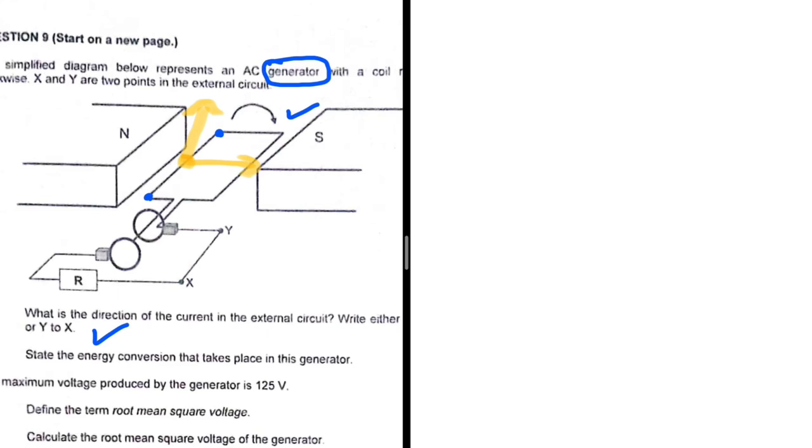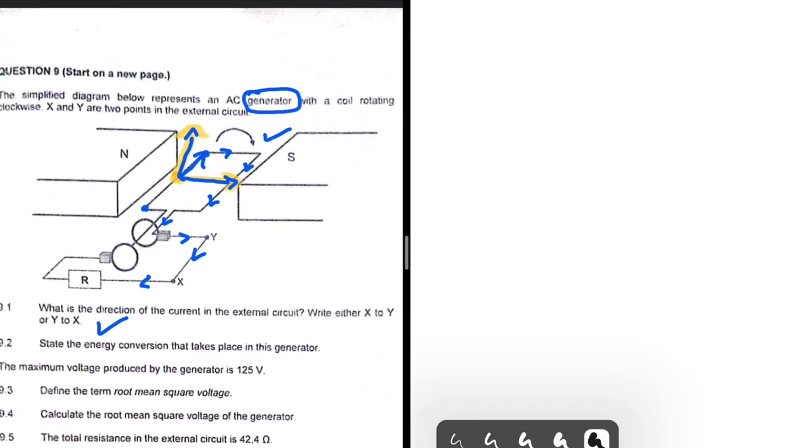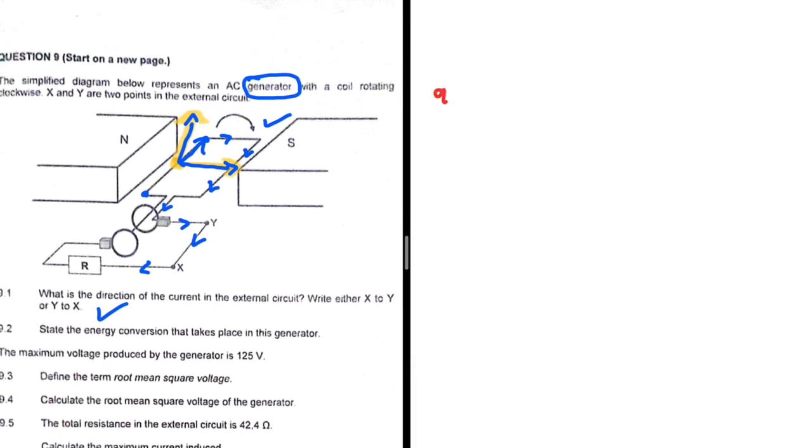So if you place your index from north to south and your thumb is pointing upwards, then your middle finger is going to point in that direction. That is the direction of the current. So take a look at how the current flows in this manner. And as you can see, when we get to our external circuit, it is flowing from Y to X. So the answer to 9.1 is Y to X.